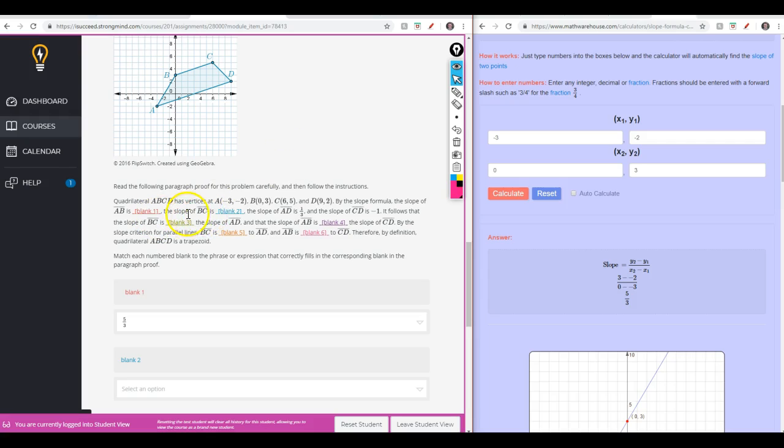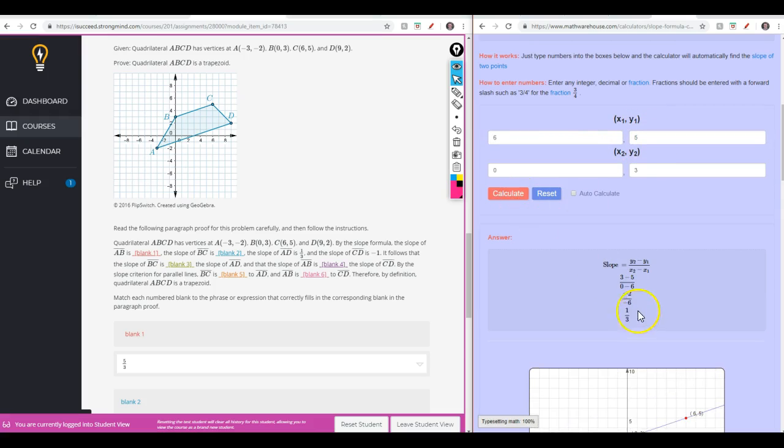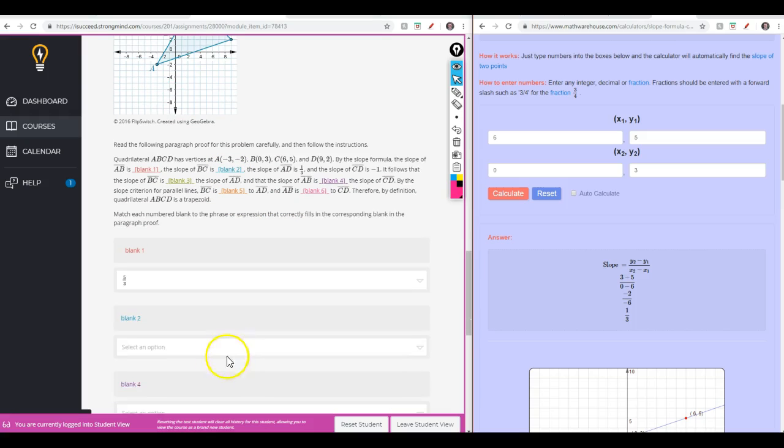Okay, the slope of segment BC is, since we already have the coordinates for point B here, I will just change these coordinates to point C's, 6, 5. So this is 1/3. So blank 2 is 1/3. The slope of segment AD is 1/3, and the slope of segment CD is -1.